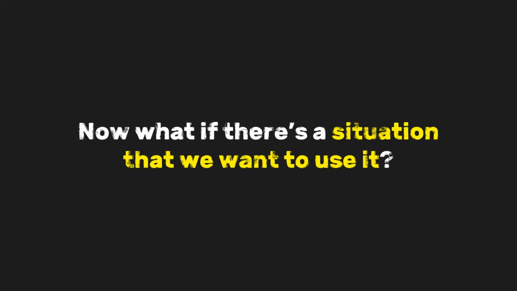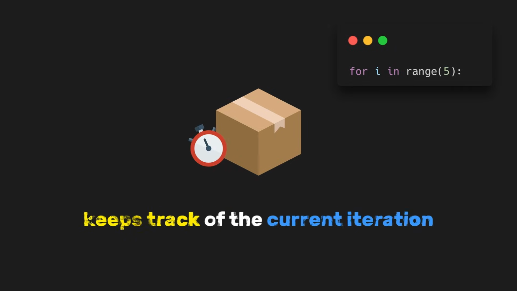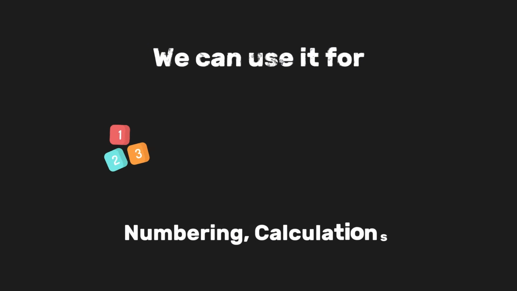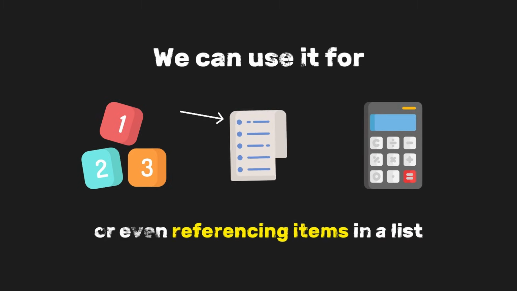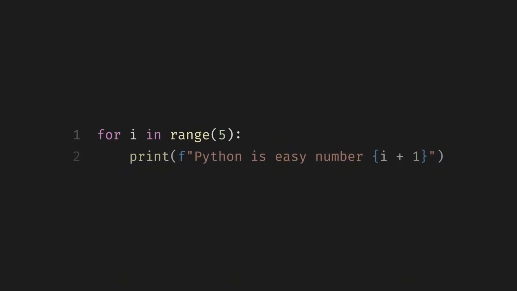Now, what if there's a situation where we want to use it? The variable inside a for loop keeps track of the current iteration, basically which number the loop is on. We can use it for numbering, calculations, or even referencing items in a list. For example, let's write another for loop. We're going to print the iteration values from range 5, but you'll notice something strange.